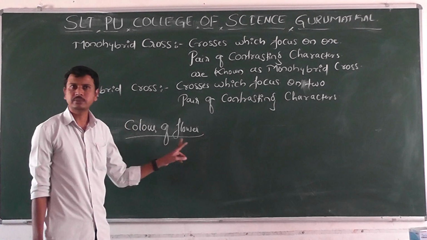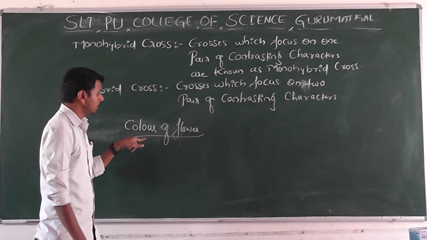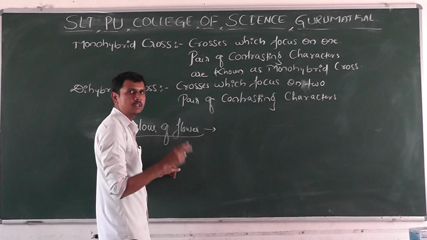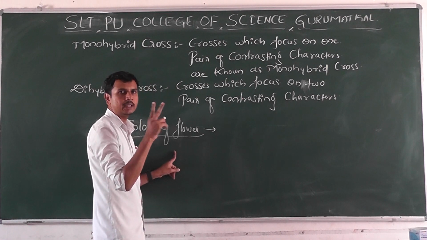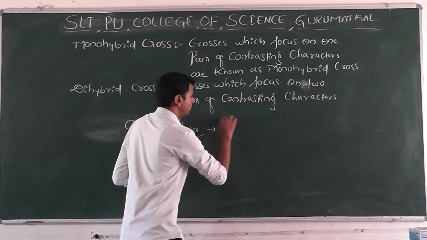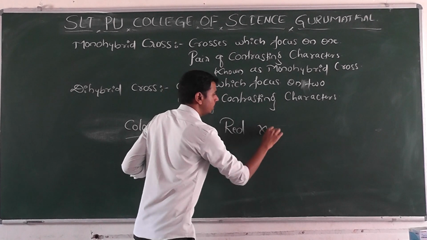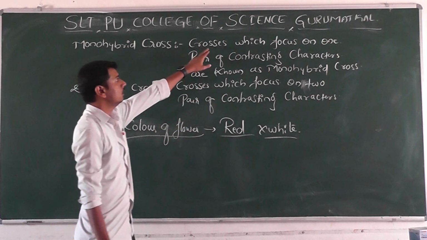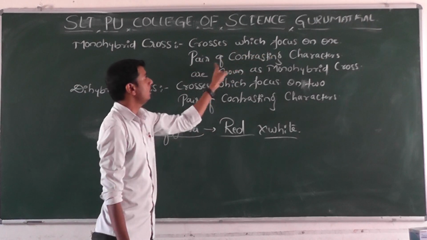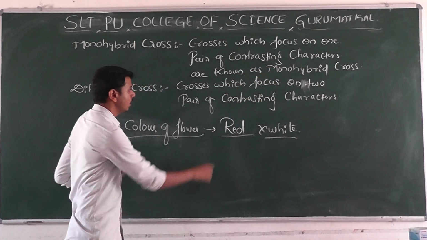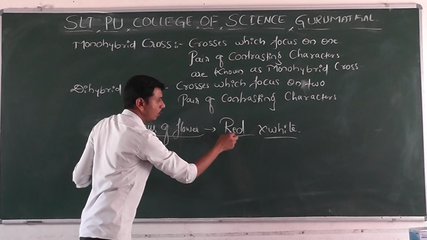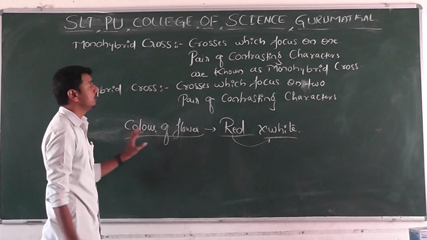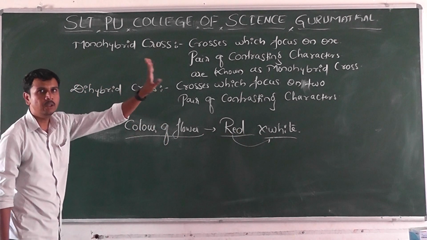In the case of the color of a flower, the color of flower is the character, and in that character there is one pair of traits. One will be red, another one will be white. So the crosses which focus on one pair of contrasting characters, we call a monohybrid cross.